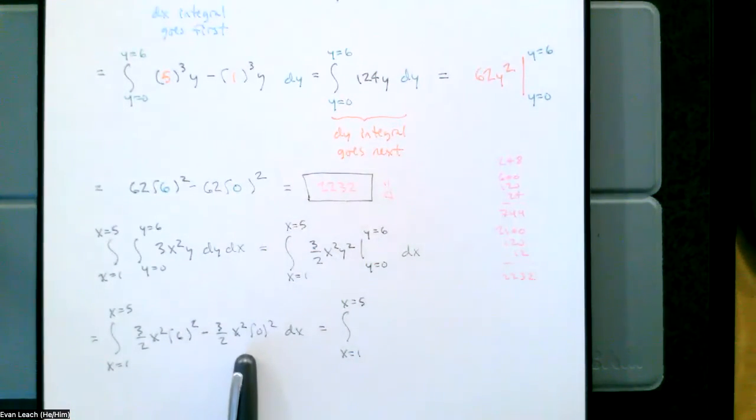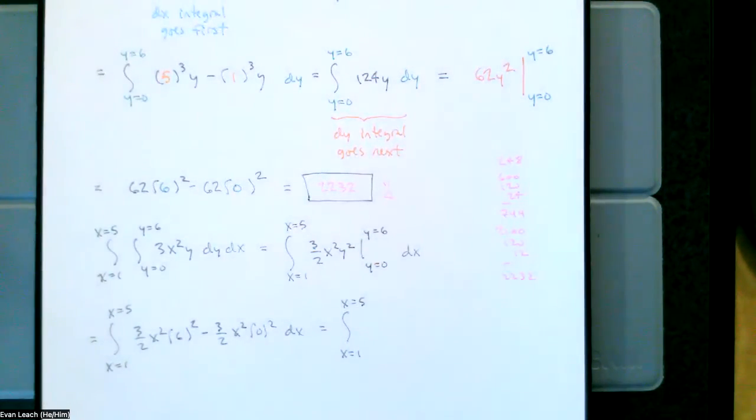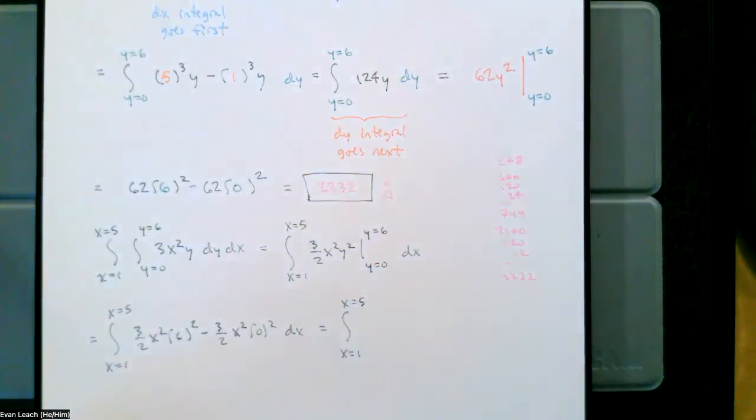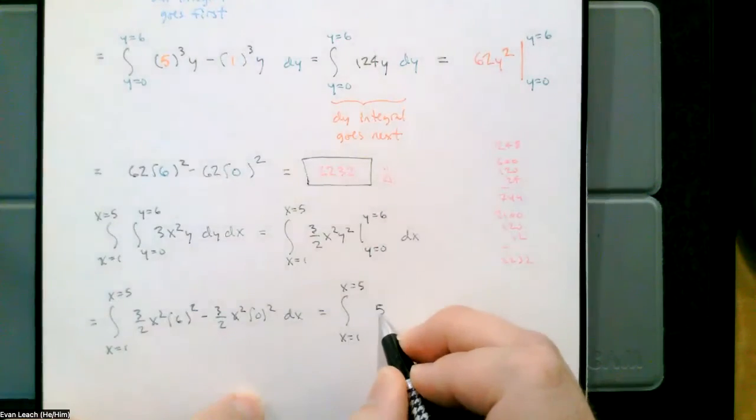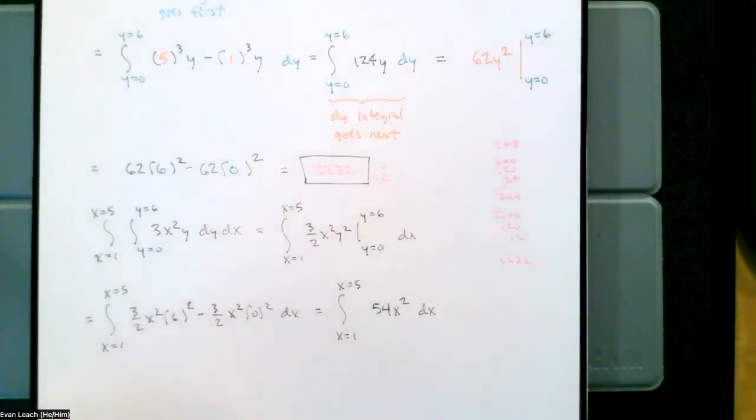So here's where the 0 shows up. So that's kind of nice. And I've got 3/2 x squared times 6 squared. 6 squared is 36 divided by 2 is 18. 18 times 3 is 30, 24, so 54. Did I do that right? Otherwise, it's not going to work.